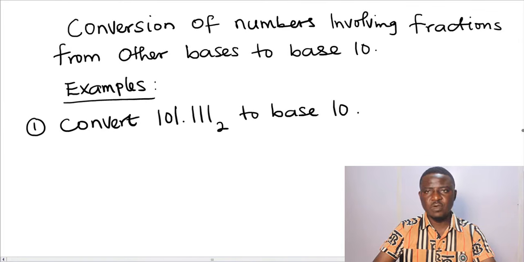I have an example here for us to solve: convert 101.111 base 2 to base 10. We just have two steps to take in treating this. For us to convert these numbers to base 10, we have to multiply each of the digits by the base, all raised to a power, and that power is a function of the place values of these digits.